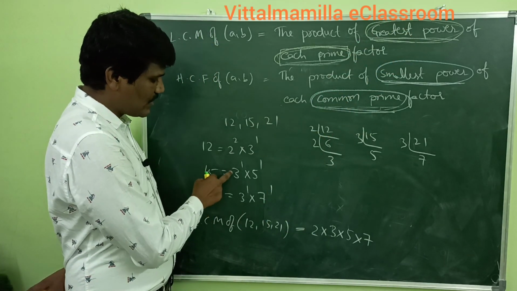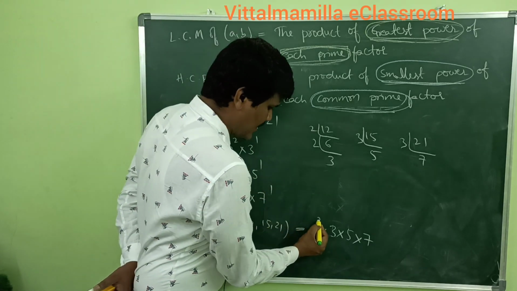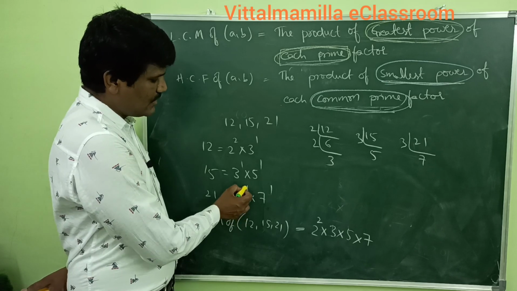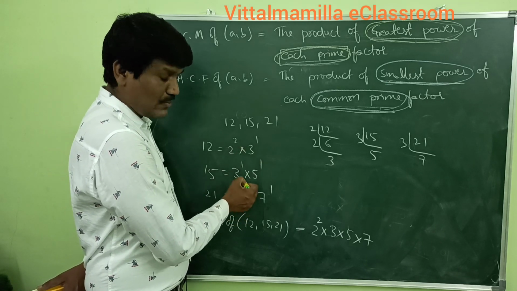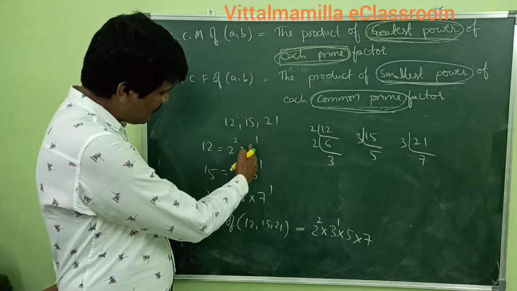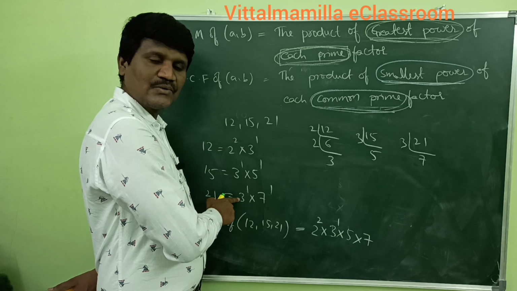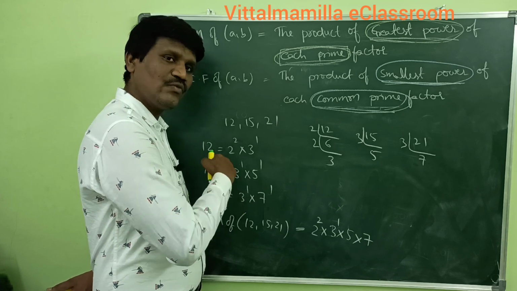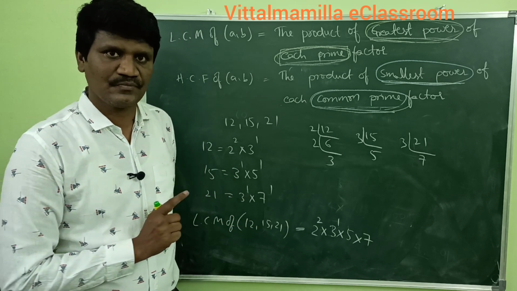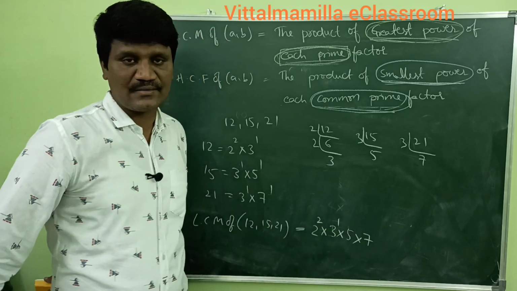What is the greatest power among these 3? Only 1 is there, so take that as the greatest. For 3, the power is 1, so you take the power as 1 only. If the same powers are there, 3 power 1, 3 power 1, 3 power 1, you should take that for LCM, and for HCF the same power 1. So I should take 3 power 1 here.